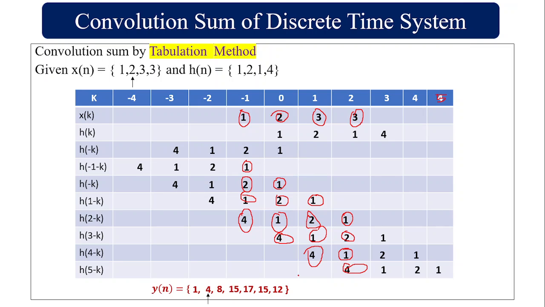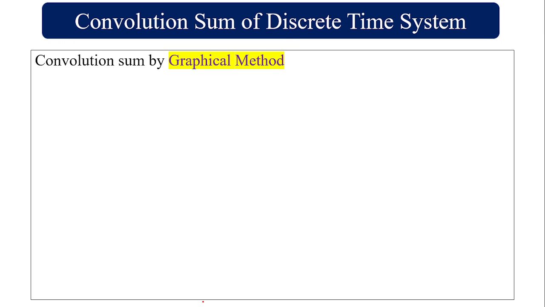So have to mention this arrow mark here. So this is about your tabulation method. So the next one we'll see the convolution sum in graphical method.